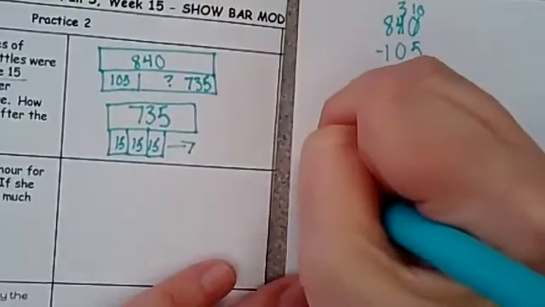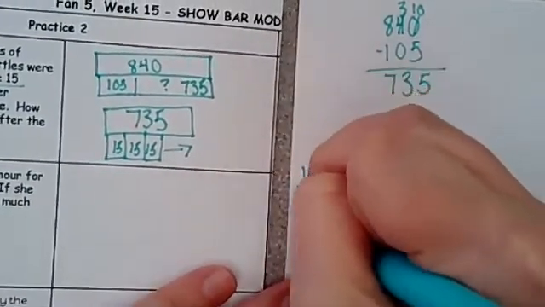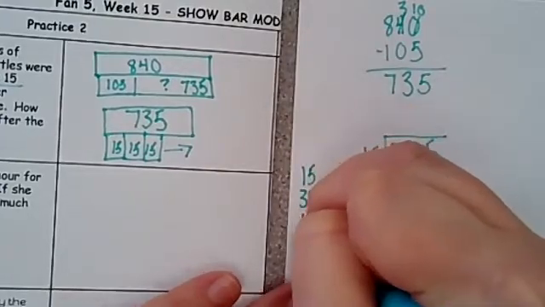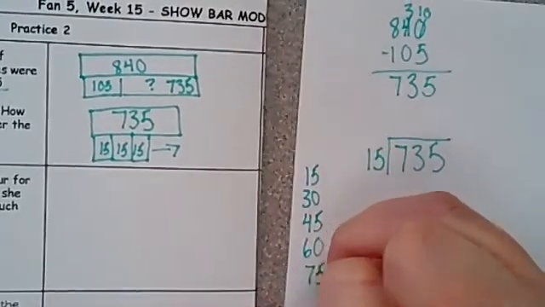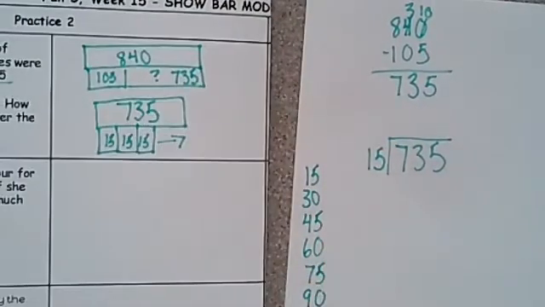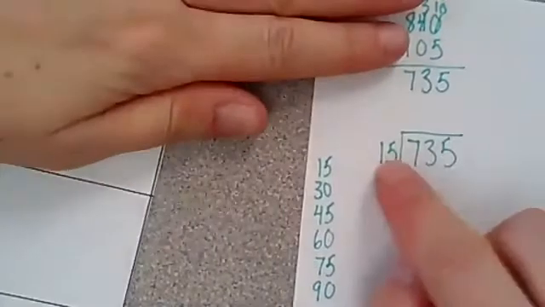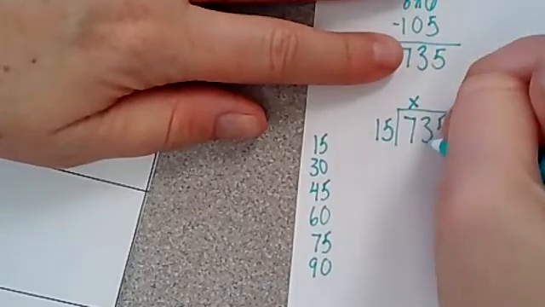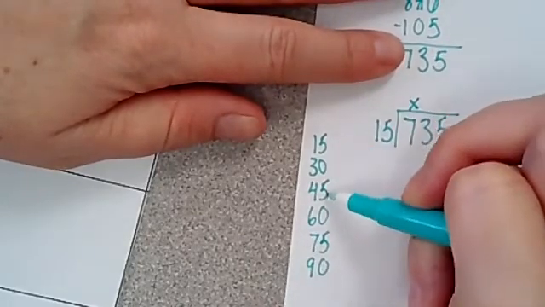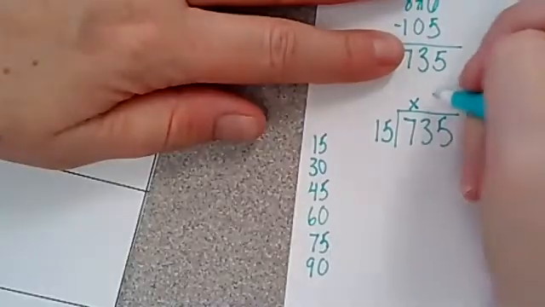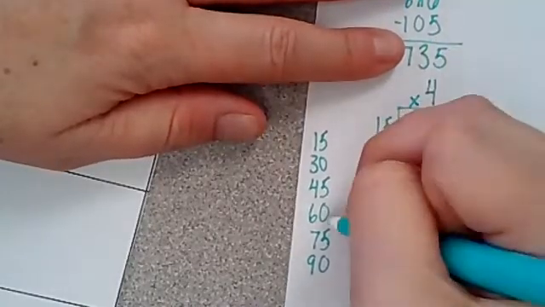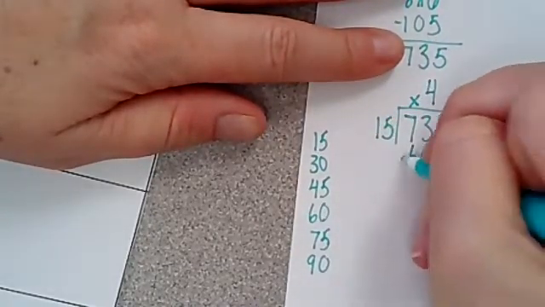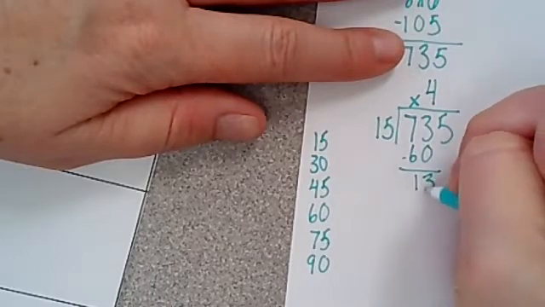So give yourself some multiples. 15, 30, 45, 60, 75, 90, and stop there. Maybe that'll be enough. Here we go. How many 15s are in 7? There are none. How many 15s in 73? 1, 2, 3, 4, because that's too many. So there are 4. 4 times 15 is 60. When you subtract, you get 13.